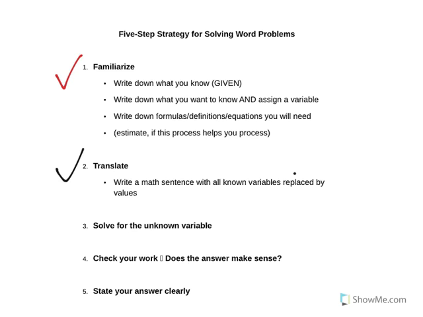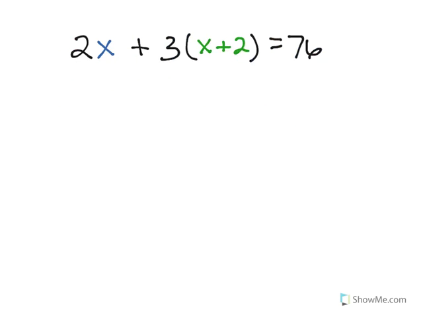So we can go ahead and check off step number 2 and move right along to solve for the unknown variable, which is step number 3. To solve for the unknown variable, we need to get x alone, so we're solving this equation for x. Our first step when doing this is to distribute the 3 because we have parentheses, and anytime you have parentheses, you should distribute.